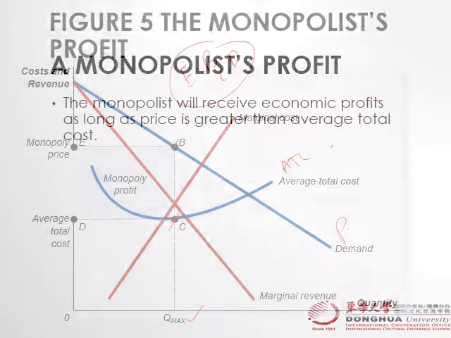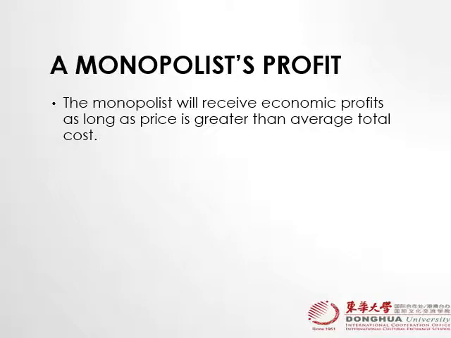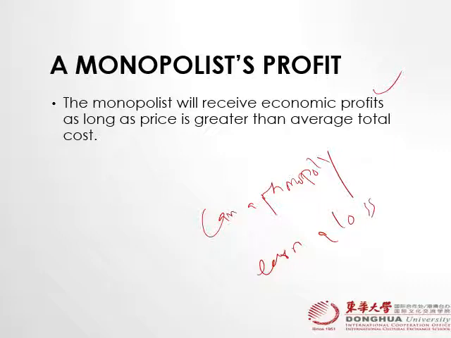So that shaded area, or that rectangle, which is E, B, C, D, is called profit. So now, in order to test your knowledge, I'm putting a question: monopolists will receive economic profit as long as price is greater than average total cost, right? We know that, but can a monopoly earn a loss?